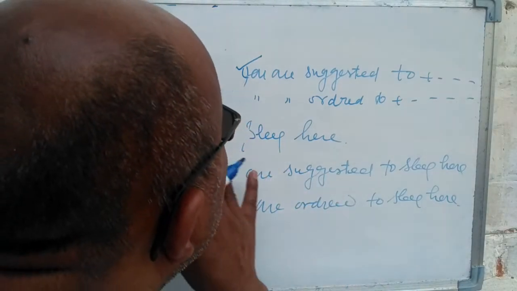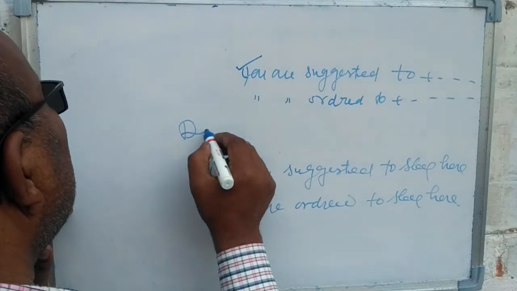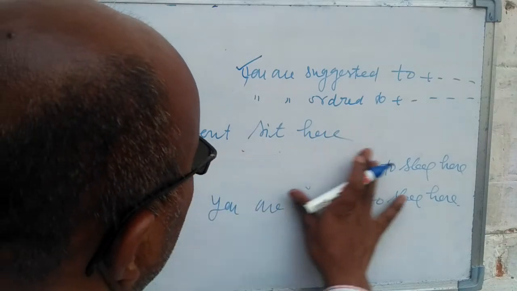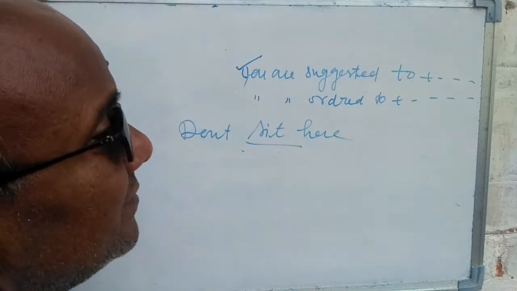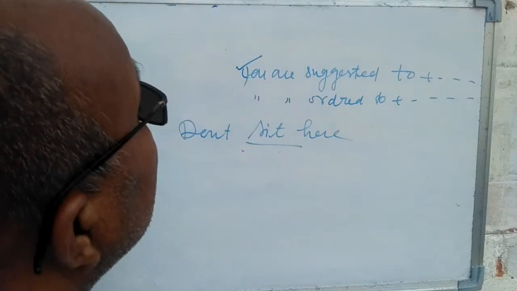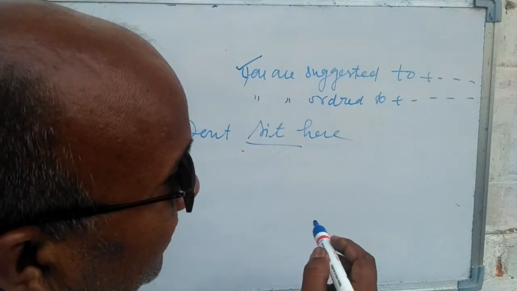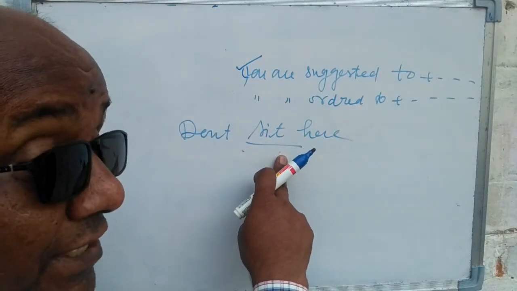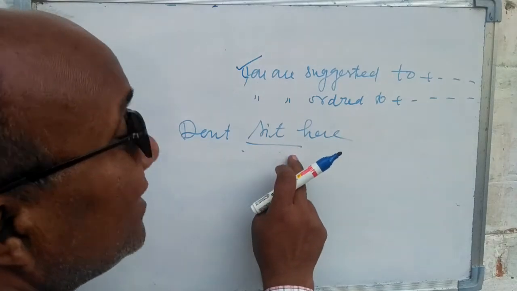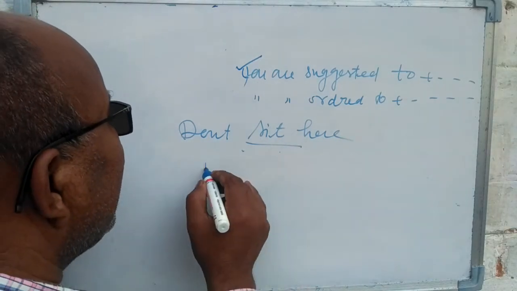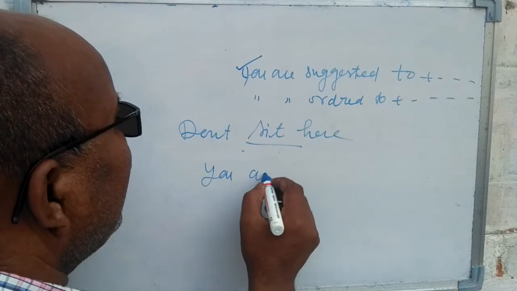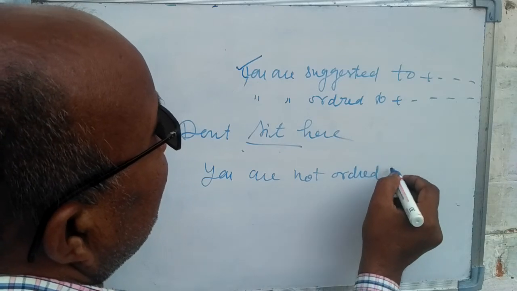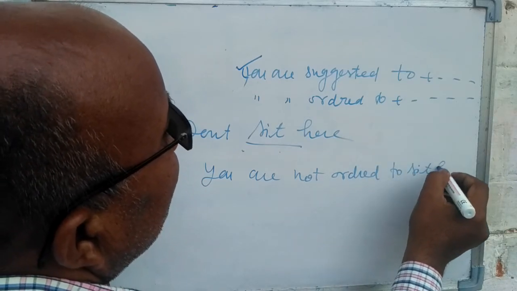And if the sentence is negative, for example, don't sit here. You see, sit is an intransitive verb. An intransitive verb is not generally changed in passive voice, but if you have to change it, then if you feel it is an order, you will write, you are not ordered to sit here.